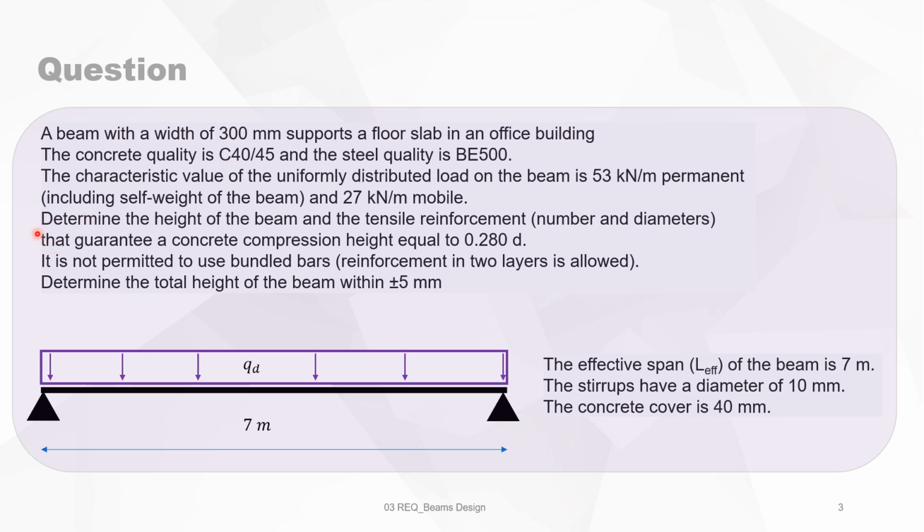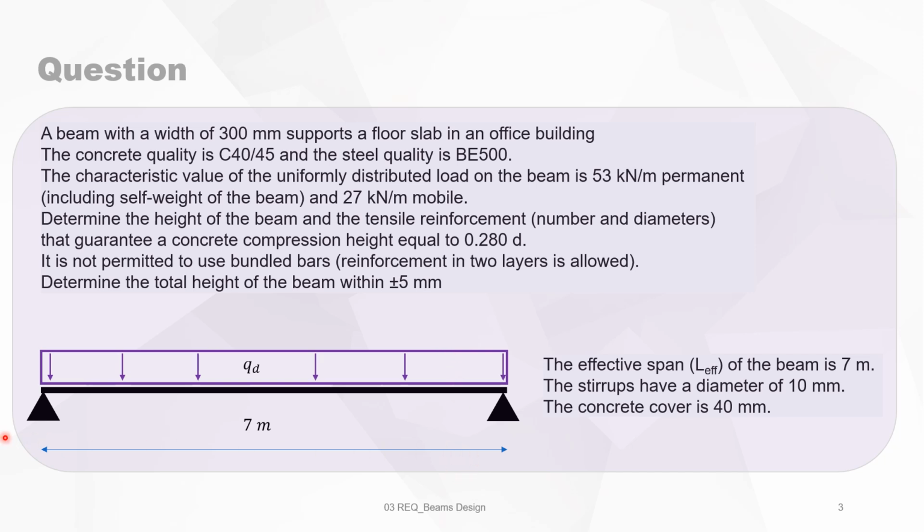Determine the height of the beam and the tensile reinforcement, the number and the diameters, that guarantee a concrete compression height equal to 0.28 times d. It is not permitted to use bundled bars, so the steel bars must not be touching each other, but reinforcement in 2 layers is allowed. Determine the total height of the beam within 5 millimeters.